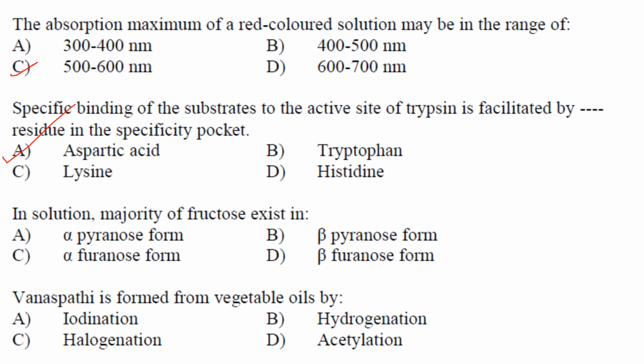In solution, majority of fructose exists in which form? It is the most stable form in solution, beta pyranose form. Then vanaspati is formed from vegetable oils by hydrogenation. You are learning this from your +2 onwards.